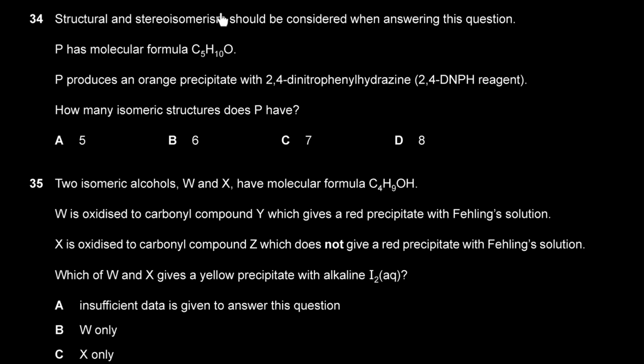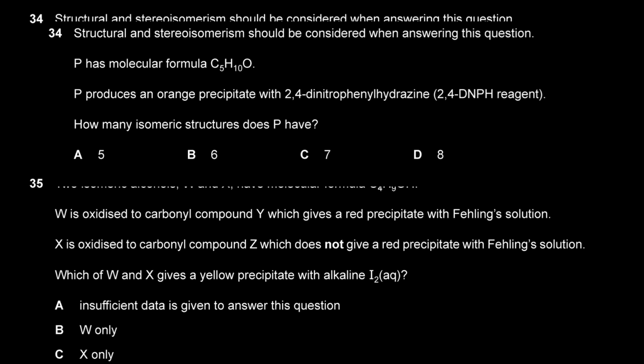Structural and stereoisomerism should be considered when answering this question. P has molecular formula C5H10O. P produces an orange precipitate with 2,4-DNPH. How many isomeric structures does P have? Let's actually solve this separately.